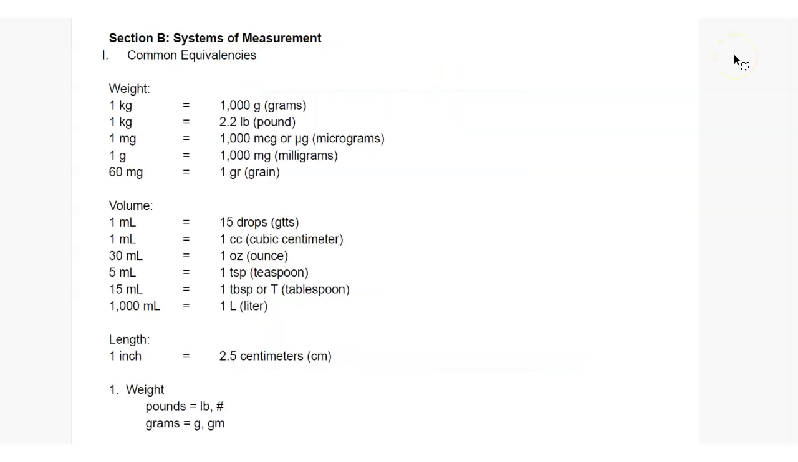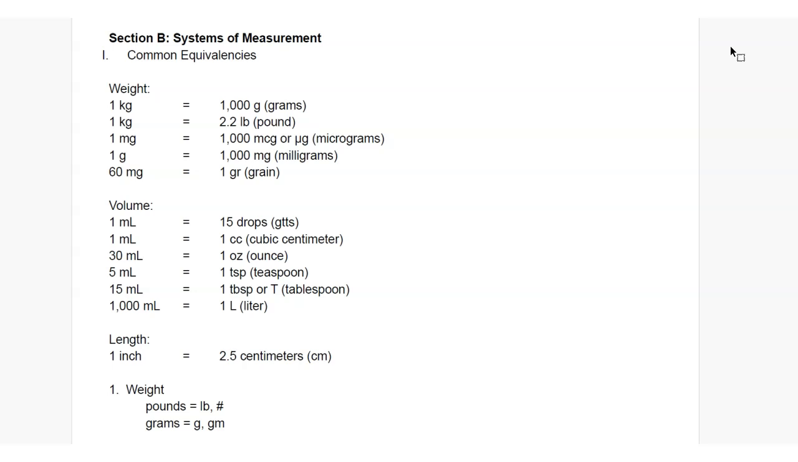Systems of measurement. These are the common conversions that you actually have to remember. For this course, please remember this. 1 kilogram is equal to 1,000 grams. It's also equivalent to 2.2 pounds. 1 milligram, on the other hand, is equal to 1,000 micrograms. 1 gram is 1,000 milligrams. 60 milligrams is equivalent to 1 grain. When it comes to liquids or volume, 1 ml is equal to 15 drops.